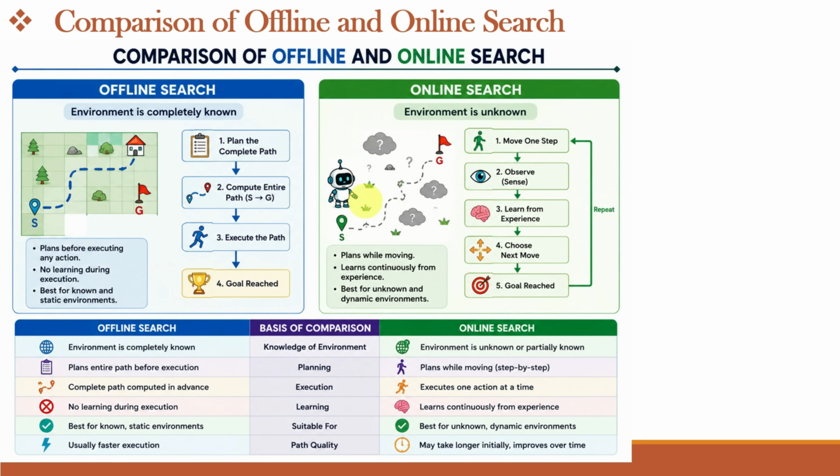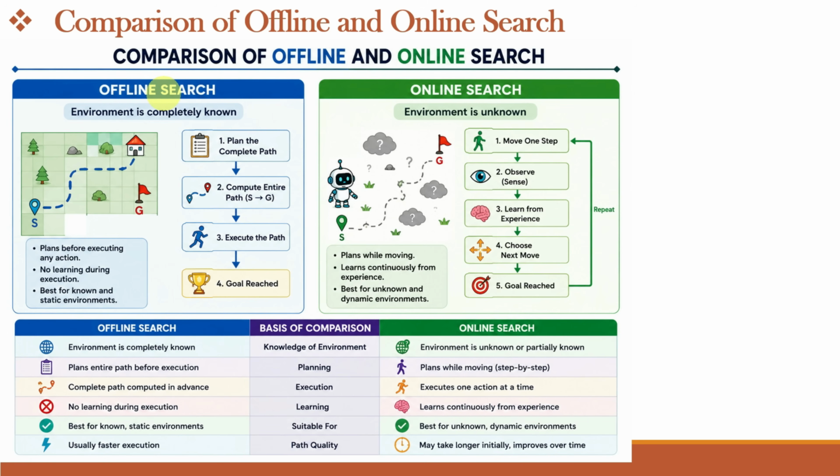Examples include exploration robots, autonomous drones, self-driving cars, rescue robots, and planetary rovers. Compared with offline search, online search may travel a longer path because it must explore while searching. However, it is the only practical solution when the environment is unknown or changing.